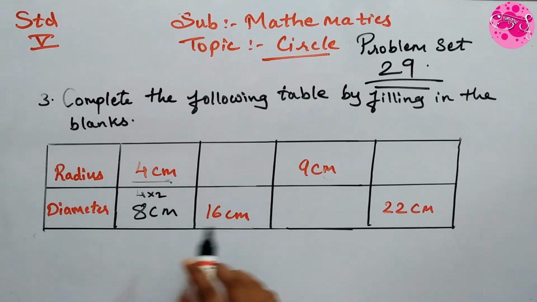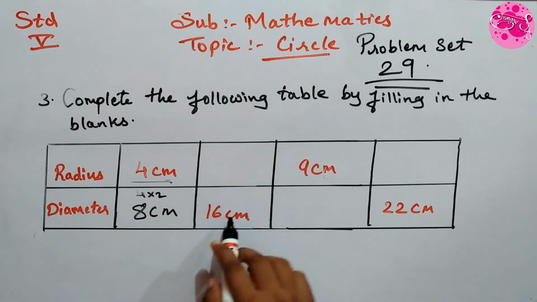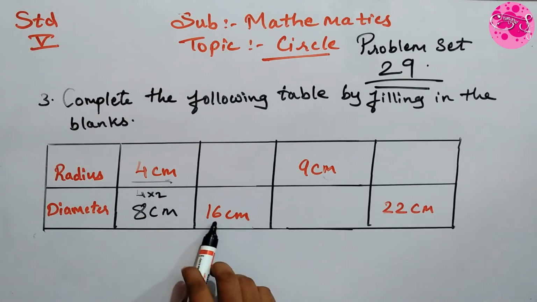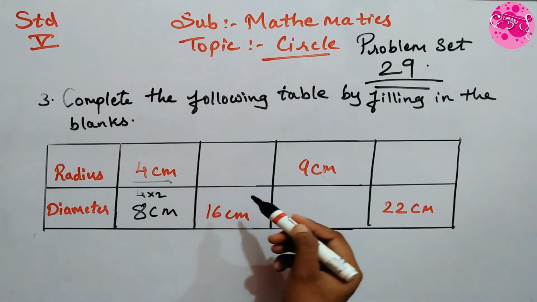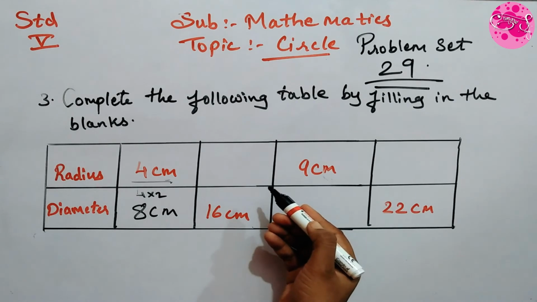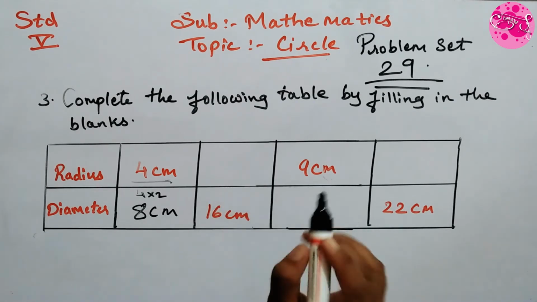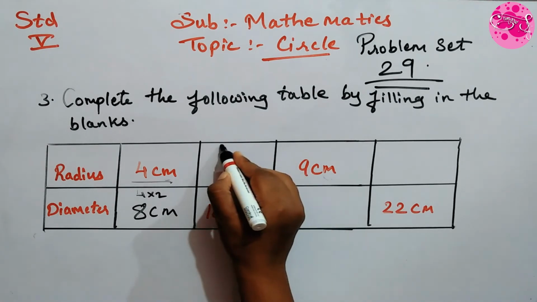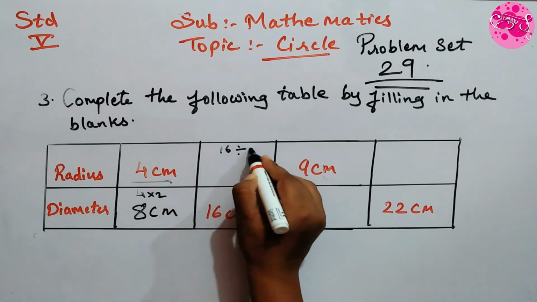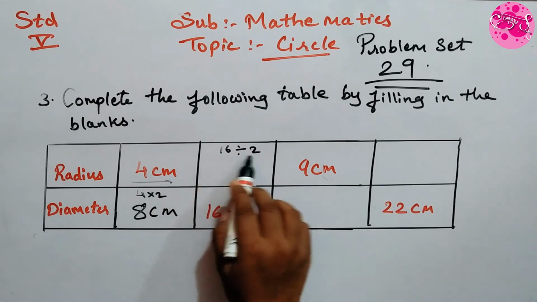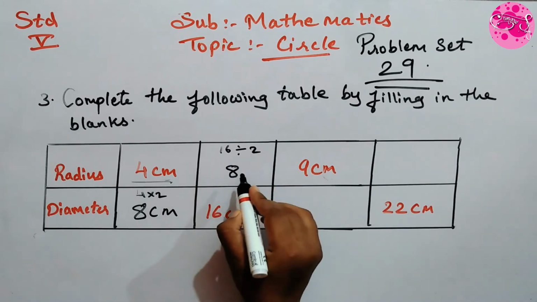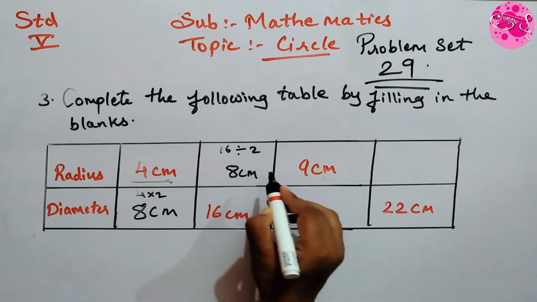Second one, radius is not given but diameter is given. So here diameter is 16 centimeter. So to find out the radius, which formula we have to use? That is diameter divided by 2. So here 16 divided by 2, we will get the answer 8. So write here 8 centimeter.